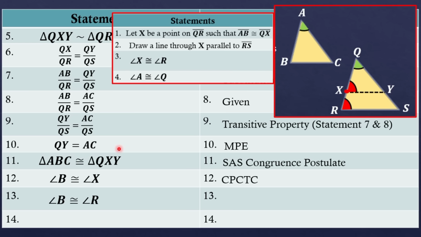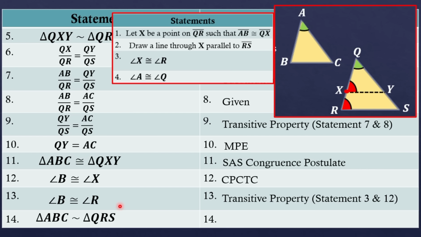So based dito kanina, si angle B is congruent kay angle X. And then dito sa statement number 3 natin, si angle X ay congruent kay angle R. So yung statement number 3 natin at statement number 12, pareho silang congruent kay angle X, yun ang common sa kanila. So, kung pareho silang congruent kay angle X, ibig sabihin si angle R congruent din kay angle B. And ito po yung statement number 13 natin. And that is by transitive property.